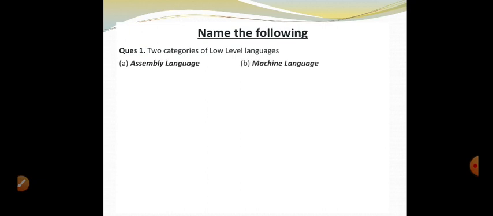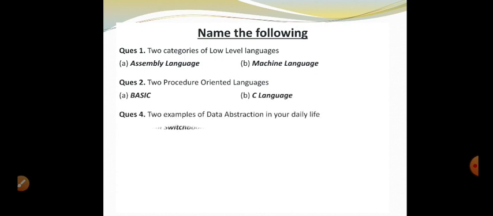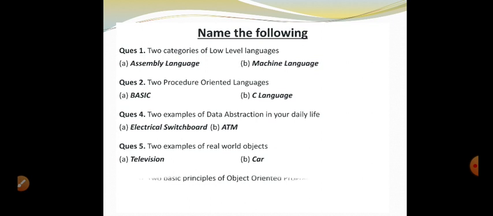Here are some short questions I asked. Short, I said, means one word type questions, where I will ask some questions and these are the answers. Answers are in bold letters. Keep in mind, two categories of low level languages. The examples will be assembly language and machine language.